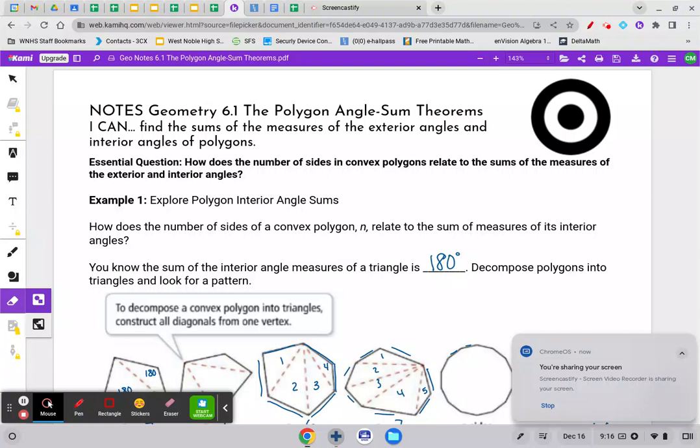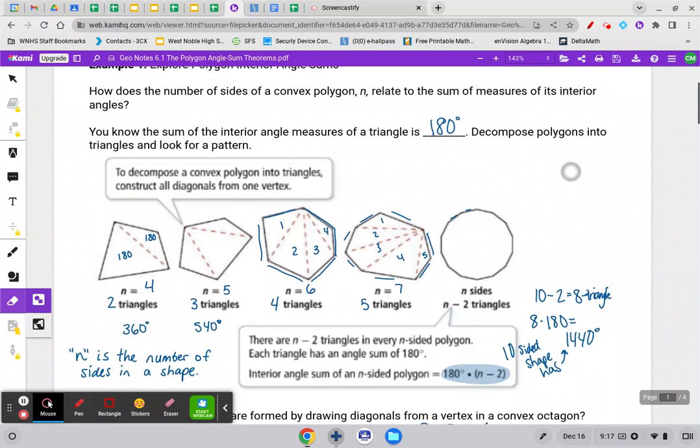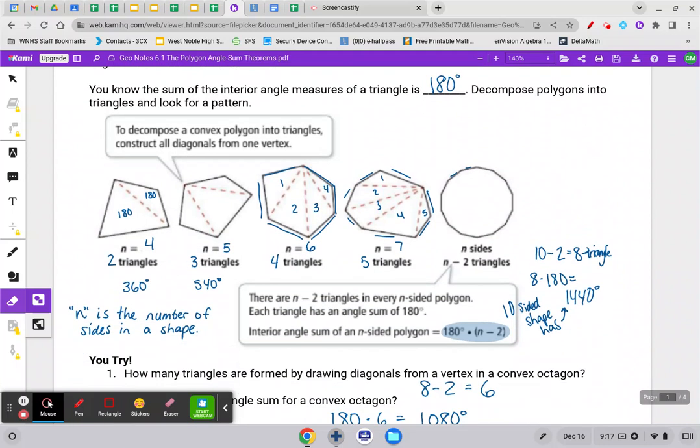Hello, today we will be talking about lesson 6.1, the Polygon angle sum theorem. We already talked yesterday about interior angles of a polygon and how we can solve for different pieces of that. But today we are going to talk about exterior angles.